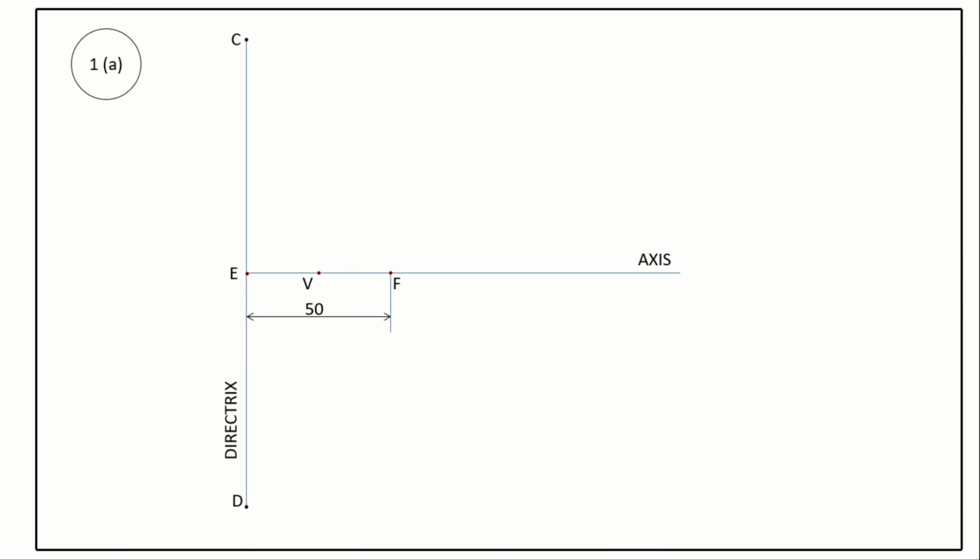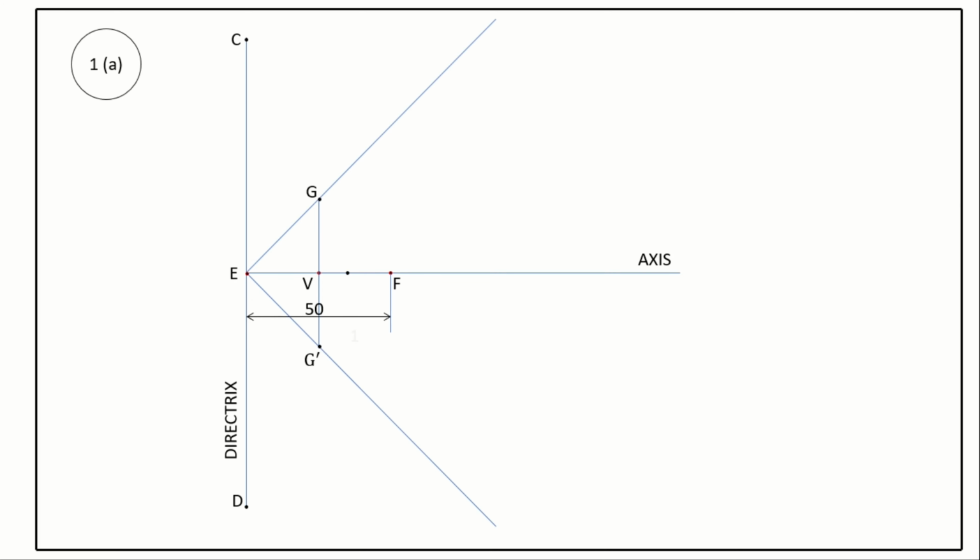Through the point V, draw a vertical line, mark the point G. Here VG length is equal to VF length. So in this problem, VF equal to 25 mm, therefore VG also is equal to 25 mm. Also mark on the other side VG dash, which is also equal to 25 mm here. Join EG and extend it. Similarly, join EG dash and extend it.